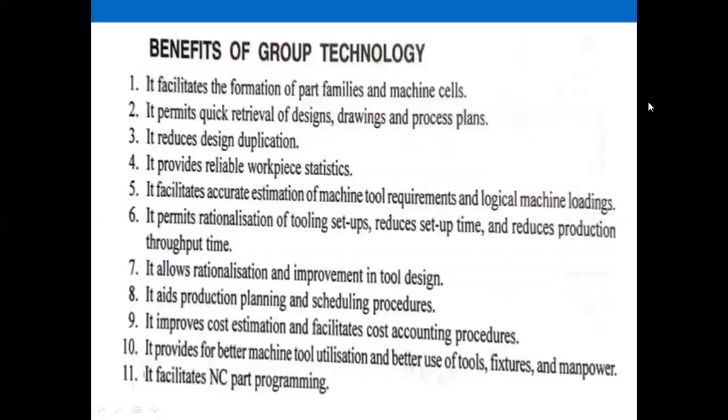Coming to the benefits of group technology, I've listed various benefits here. The first one is that it facilitates the formation of part families and machine cells. What is the difference between part families and machine cells? Part families is the grouping of parts depending upon similarities in design and manufacturing attributes. The machine cell is the grouping of the different manufacturing operations that you are going to perform. That is about the first point.